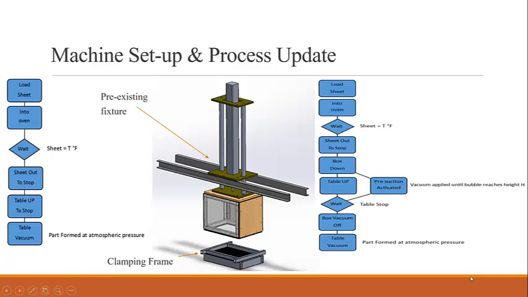Here is my proposed machine setup using a pre-existing fixture with an inverted pneumatic actuator. The vacuum box is fixtured to the pneumatic actuator above where the clamping frame will come out of the oven. The flowchart on the left is the existing process, and on the right is the proposed process.